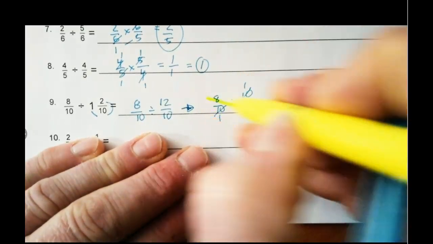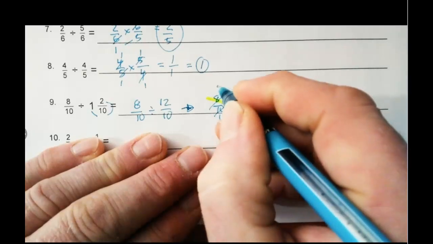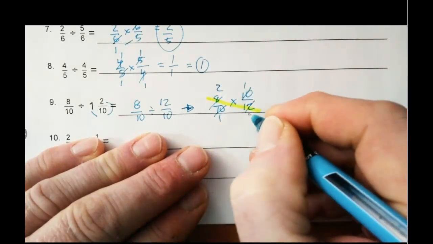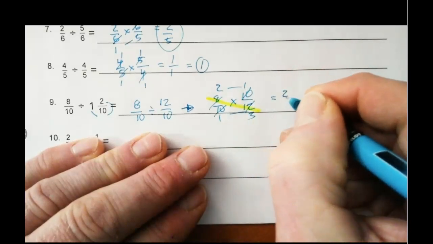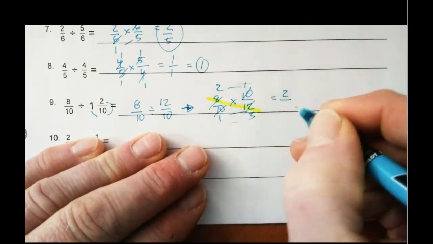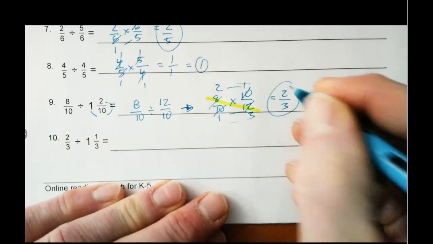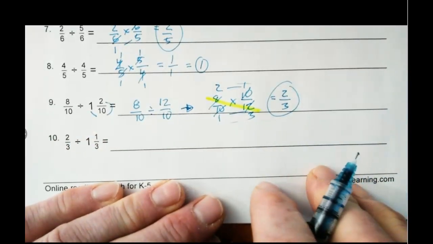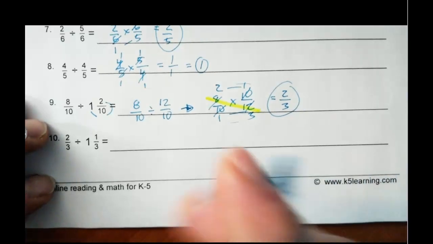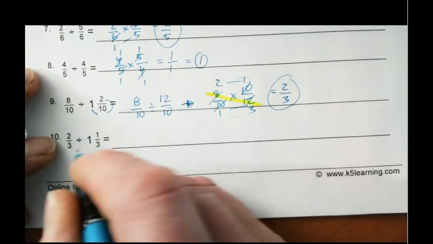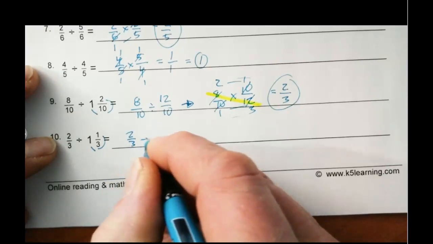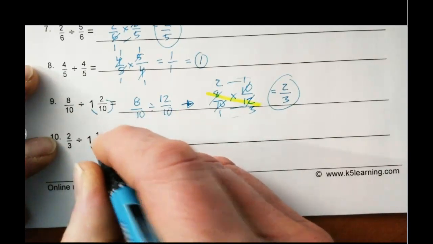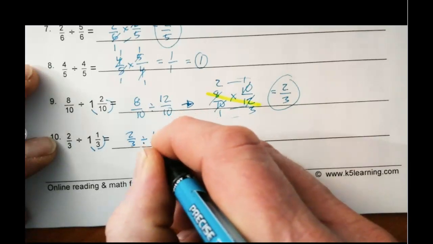These two guys here, we can divide them by 4. Divide by 4, it's 2. Divide by 4, it's 3. 2 times 1 on top, it's 2. 1 times 3 on the bottom is 3. There you got 2/3. Alright, and this one here, same thing, 2/3 divided by 1 times 3 plus 1 is 4/3.